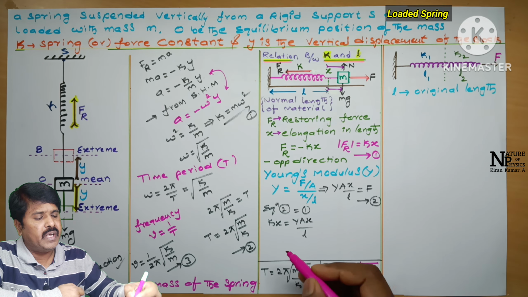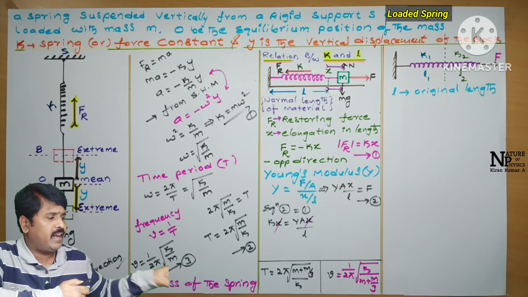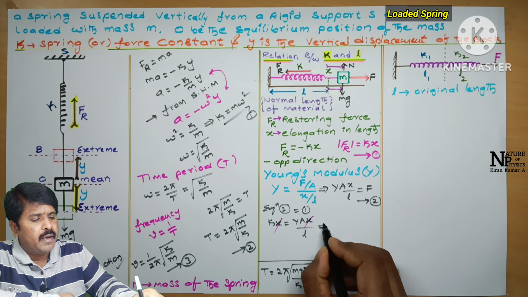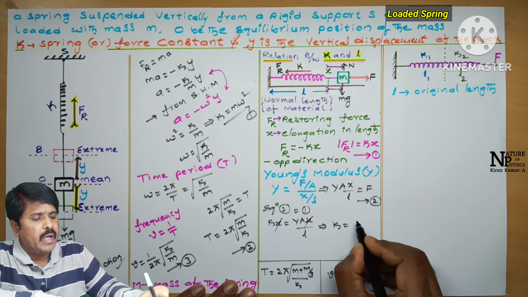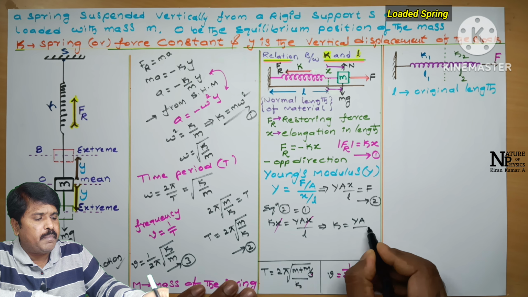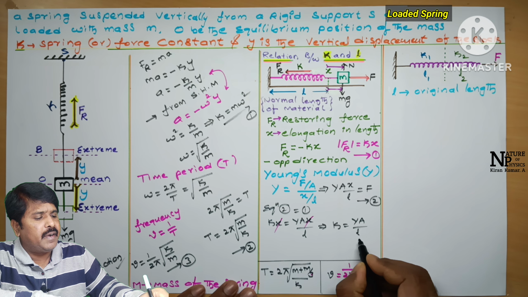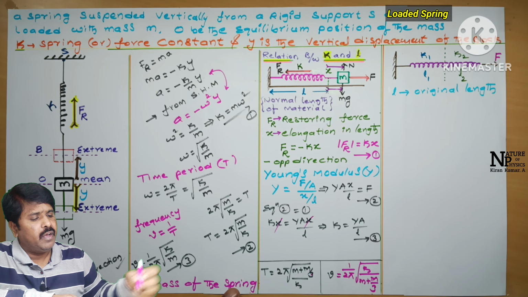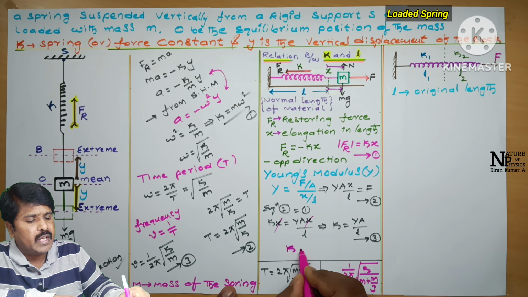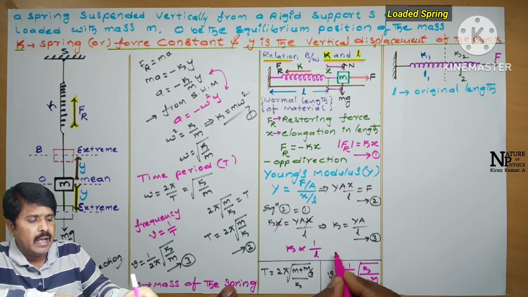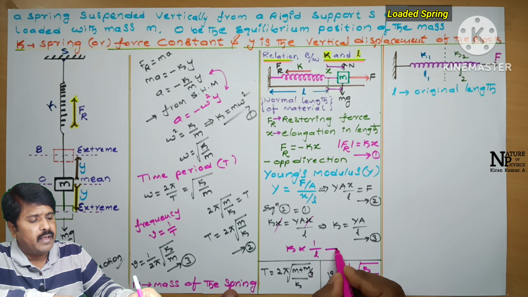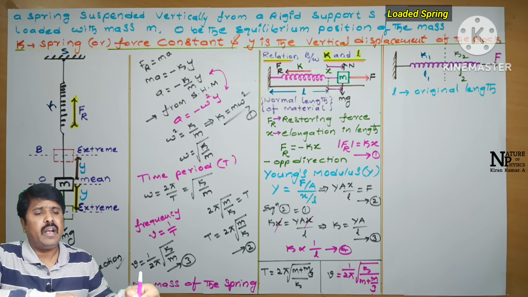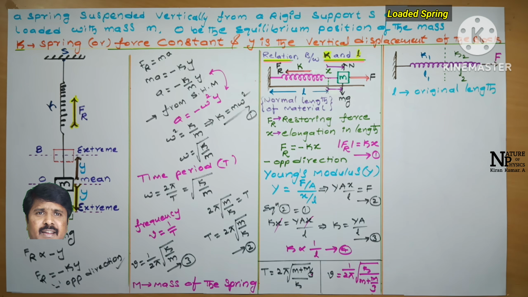In this equation x gets cancelled, so I am going to get k equal to Y A divided by L, which I take as equation number 3. From this equation we can write that k is inversely proportional to the length of the spring. This is equation number 4. A very clear explanation of the relation between k and L.